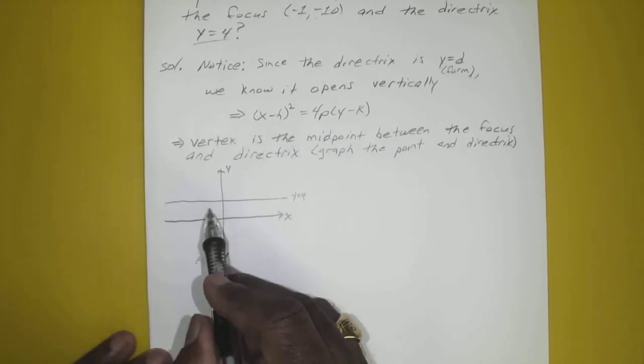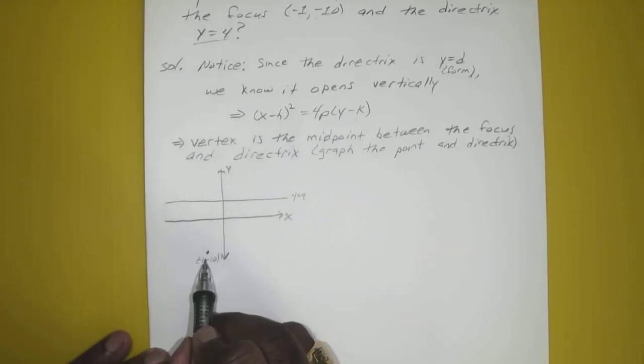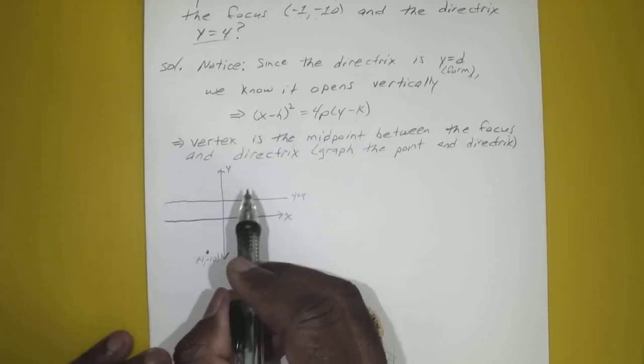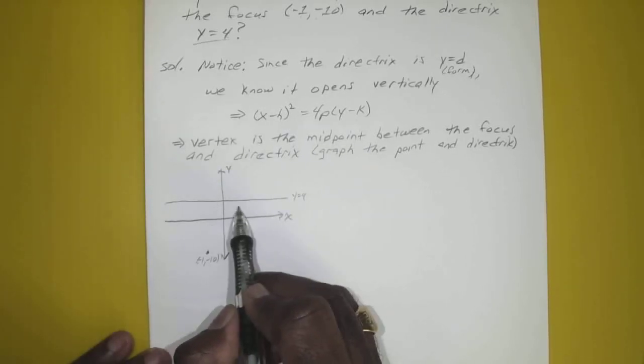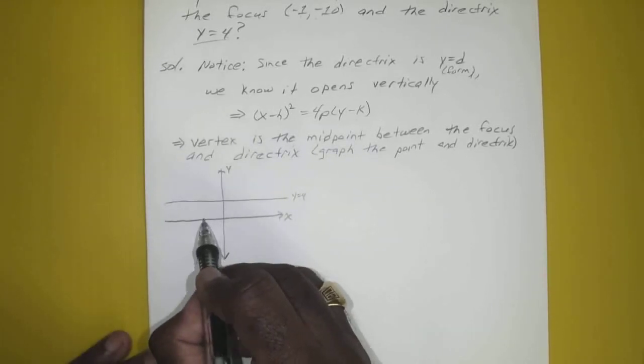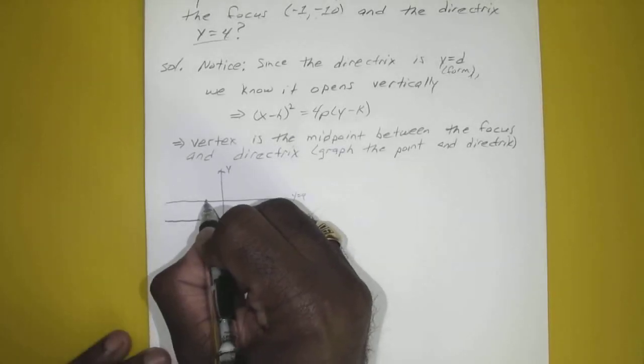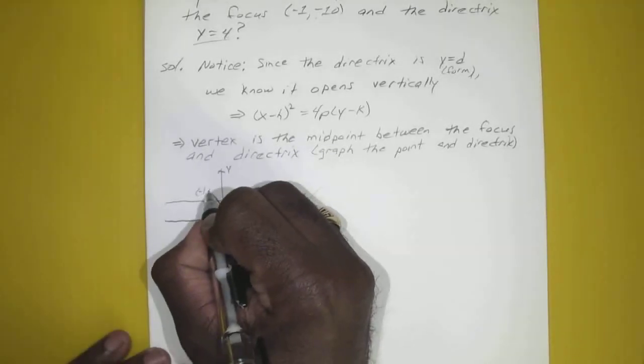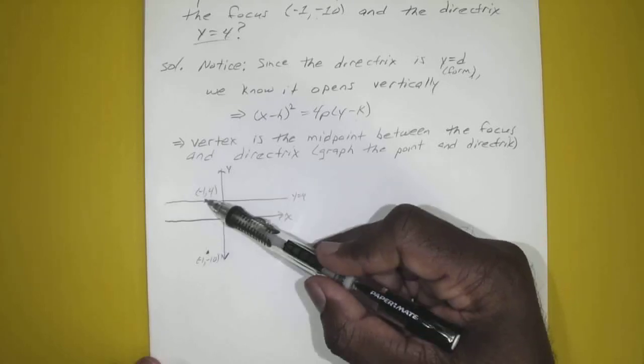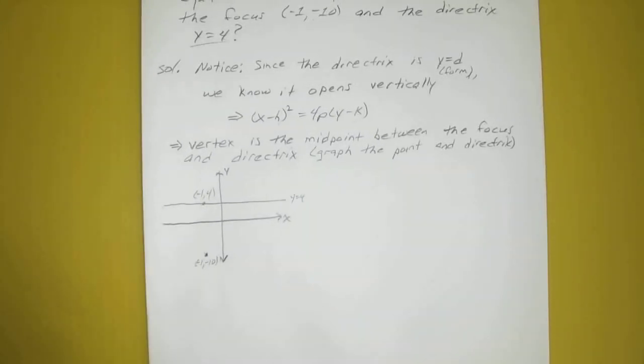Okay, so that means if this is -1, -10, at some point on our directrix, we're going to have a -1, 4. So just one right above the other. Since we already know that the vertex is halfway between the directrix and the focus, we can just use the midpoint formula to find our vertex.